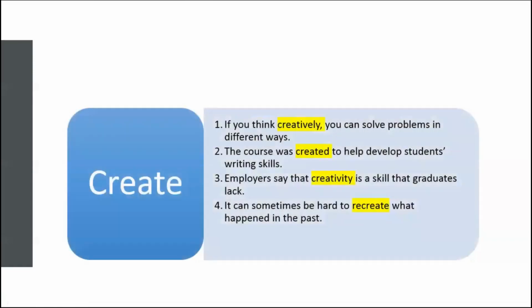Create. If you think creatively, you can solve problems in different ways. The course was created to help develop students' writing skills. Employers say that creativity is a skill that graduates lack.